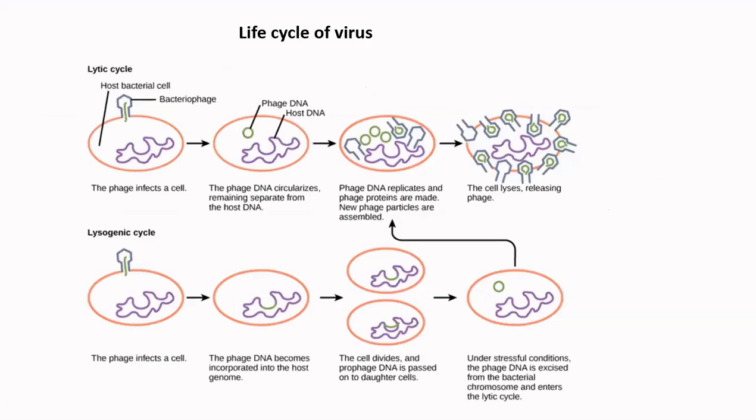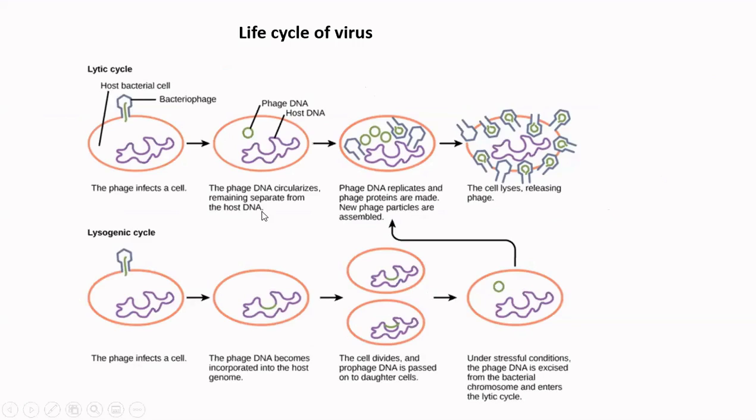Now we are moving to the life cycle of virus. It can be explained in two ways. There are two cycles actually, the lytic cycle and the lysogenic cycle. Now we will see what happens in the lytic cycle.